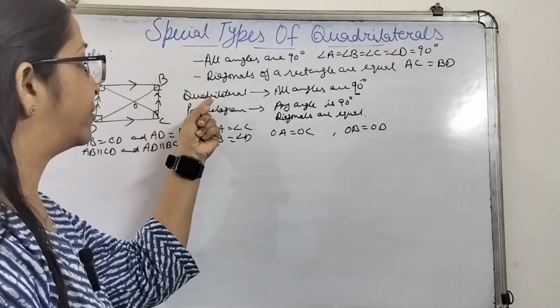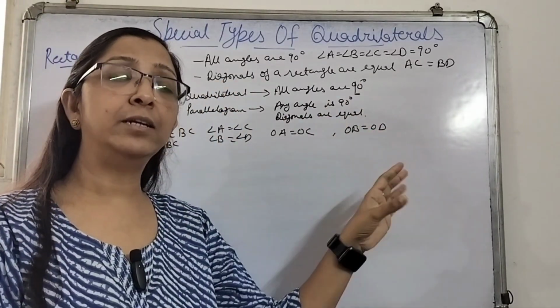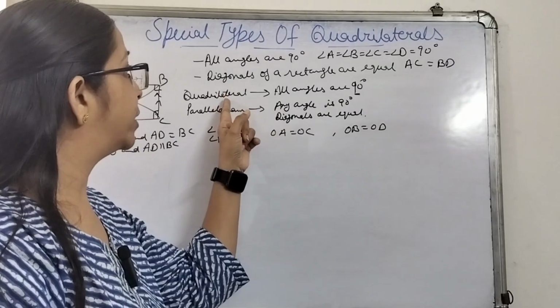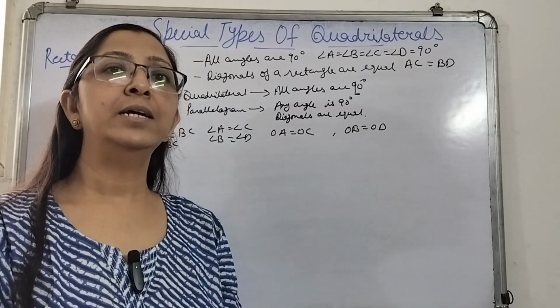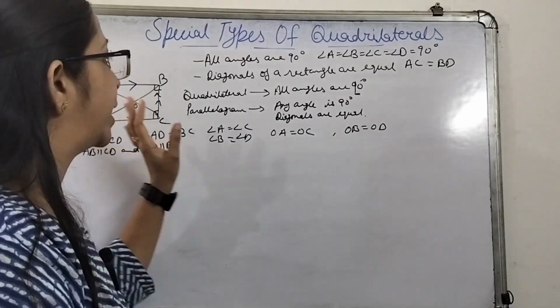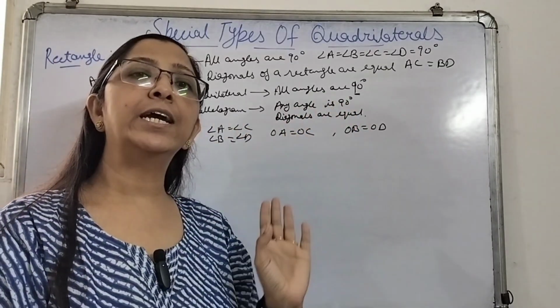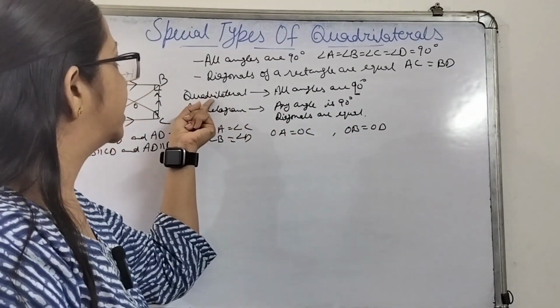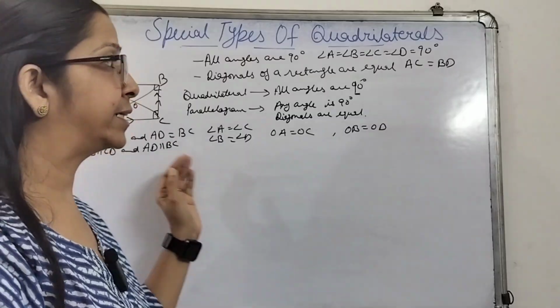So if a quadrilateral is given and we need to prove that it is a rectangle, simply we need to prove that all four angles are 90 degrees. If we can prove this, we can conclude that the given quadrilateral is a rectangle.